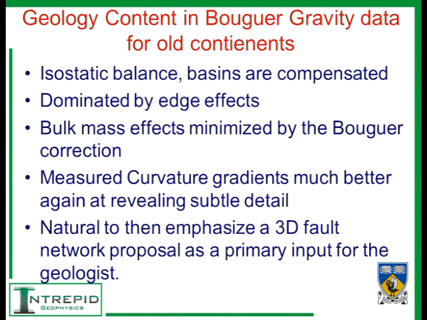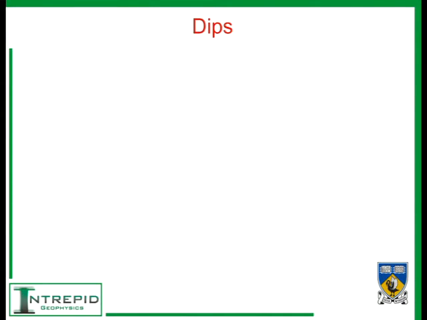And the bulk mass differences, by definition, that's what an isostatic balance is. It's actually minimising the bulk mass effects. So therefore, that's what we start with. And if you actually have the joy of measuring the gradients rather than calculating the gradients, they're going to be much better at revealing the subtle detail. So by that line of thinking, it should be natural then to emphasise the possibility of deriving a 3D fault network as a primary input for geologists, if we can do it.